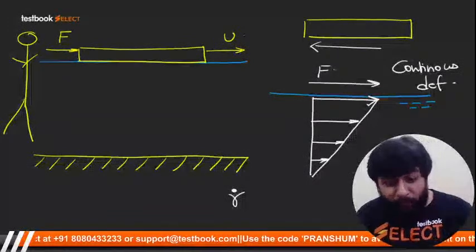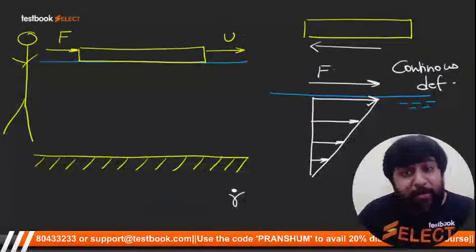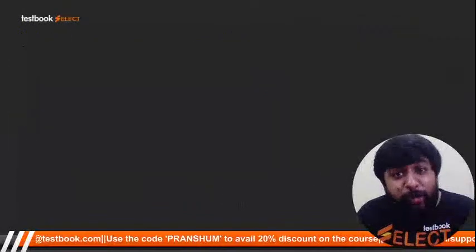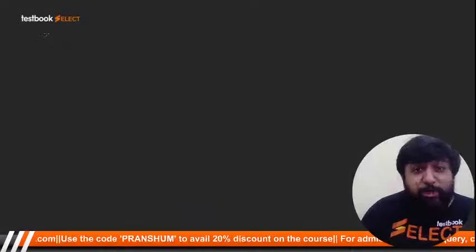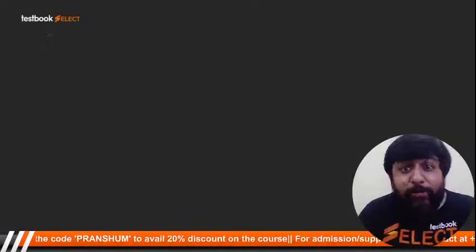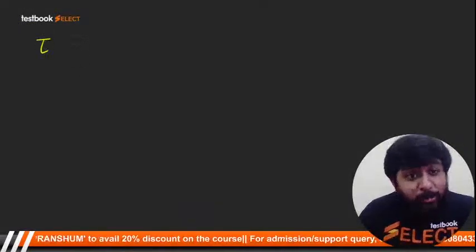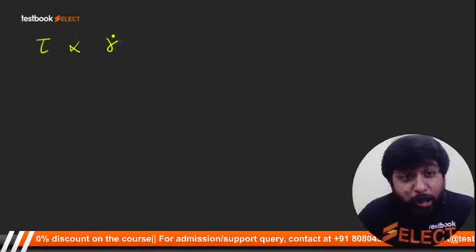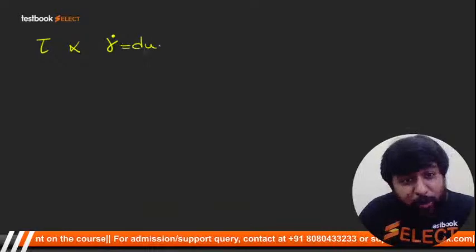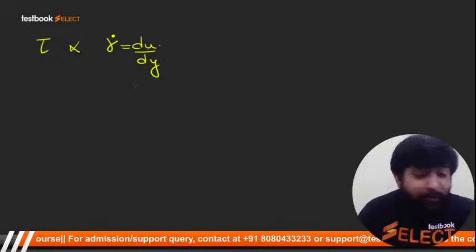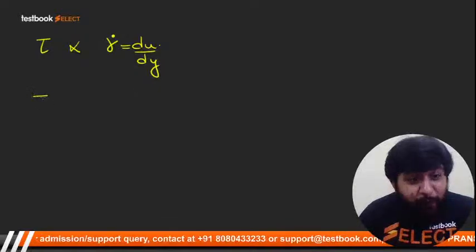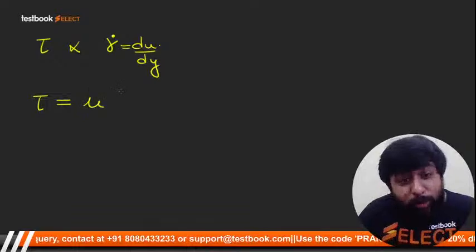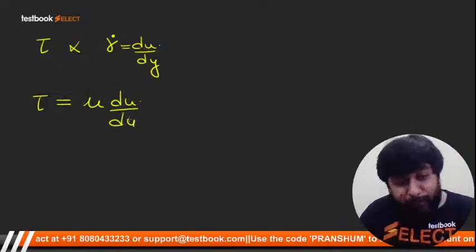Now what will happen? So you guys will say when we are applying external force, external shear stress, the fluid will deform continuously. And within the fluid, because of some property, internal stress will come into picture. That internal stress is directly proportional to gamma dot. But in our syllabus, gamma dot is equal to du by dy. I hope everyone remembers this. So when you remove the proportionality sign, this will be equal to mu into du by dy.